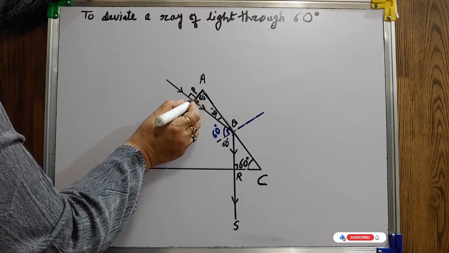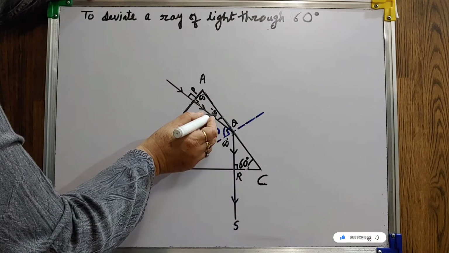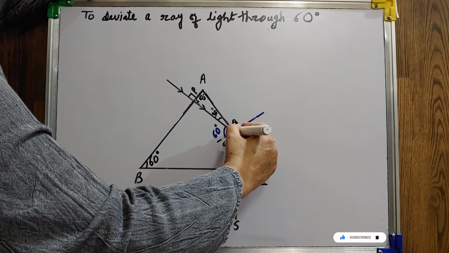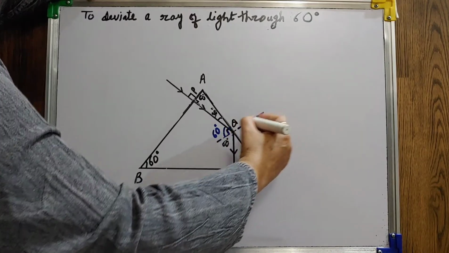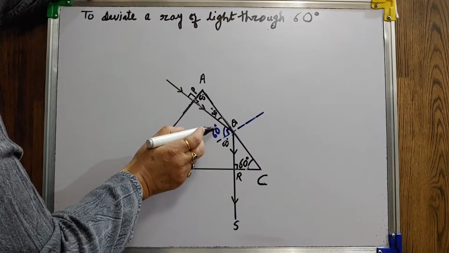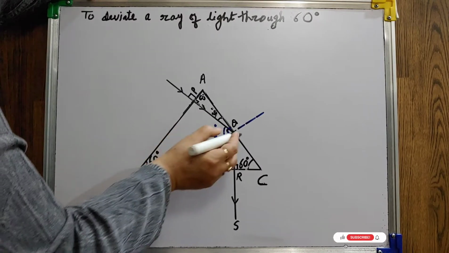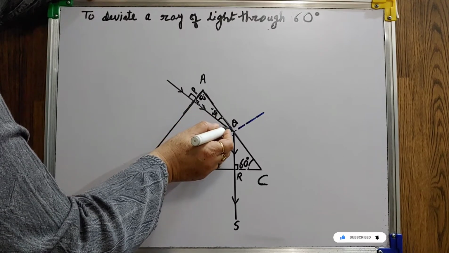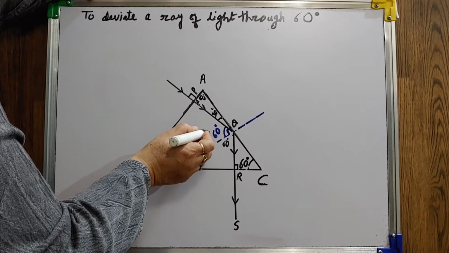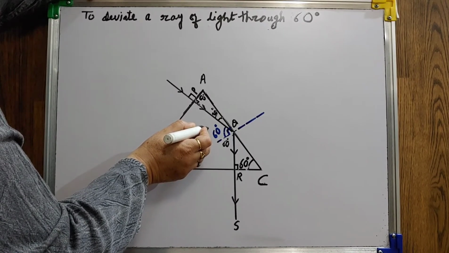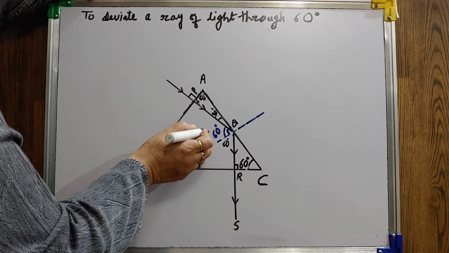This angle is 90, this is 60, so this remaining angle will be 30 degrees. Now, at point Q, we have drawn the normal. Normal is perpendicular. If this part is 30 degrees, this will be 60 degrees. At Q, this is the incident ray. It is at 60 degrees, so the angle of incidence is 60 degrees.